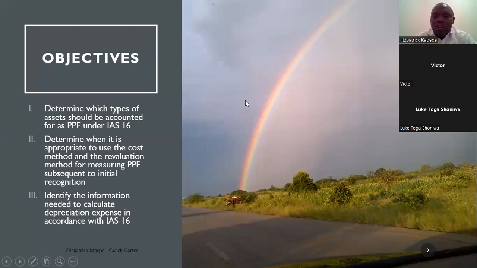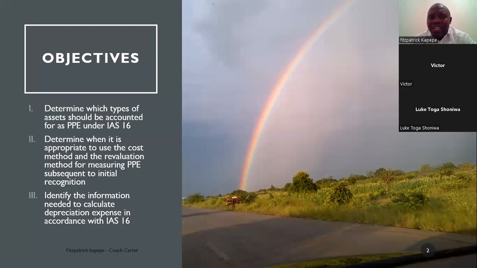So what are the objectives of this standard? First, this standard looks at property, plant, and equipment, looks at the equipment, motor vehicles, and all these other things that you have, buildings in the organization. So there are three objectives that we'll be looking at.